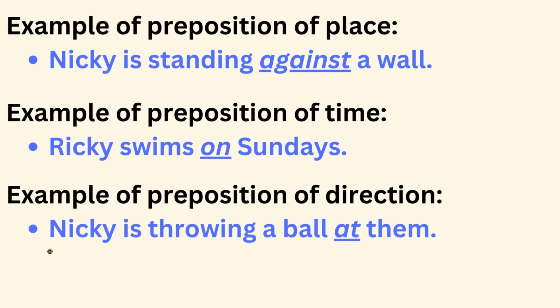Example of preposition of place. Nikki is standing against a wall. Here, against is an example of preposition of place. Example of preposition of time. Ricky swims on Sundays. Here, on is an example of preposition of time. Example of preposition of direction. Nikki is throwing a ball at them. Here, at is an example of preposition of direction.